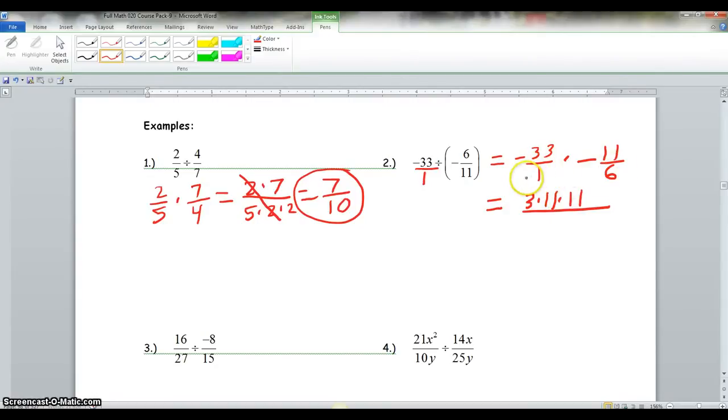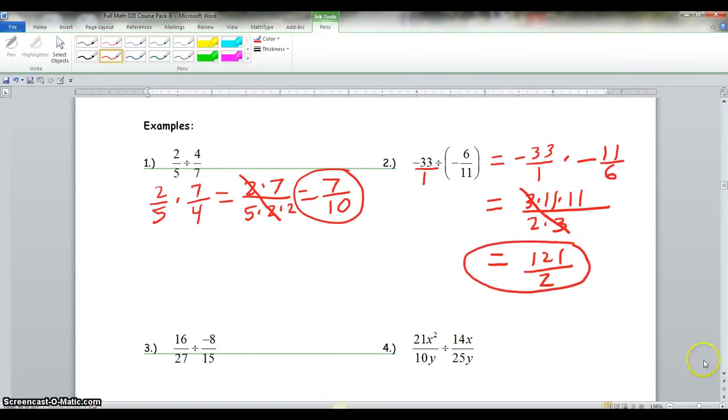Now, we don't have to take a prime factorization of 1. If 1 was the only thing left in our denominators, we will write it down. But since it's not, we will concentrate on this number here. 6 breaks down to 2 times 3. That is its prime factorization. Now we simplify out the 3's. And now we have 11 times 11, which is 121. And that's all over 2.